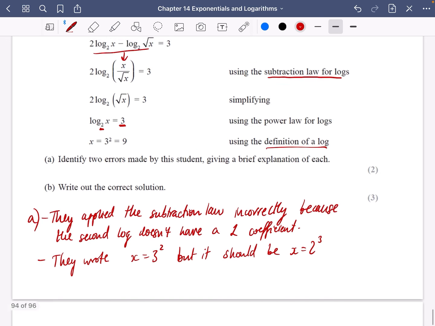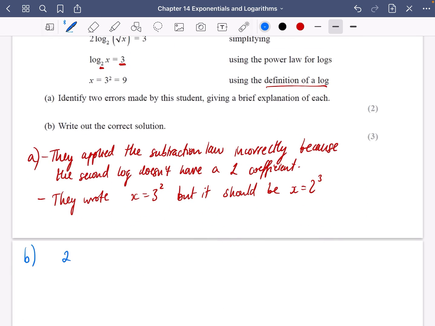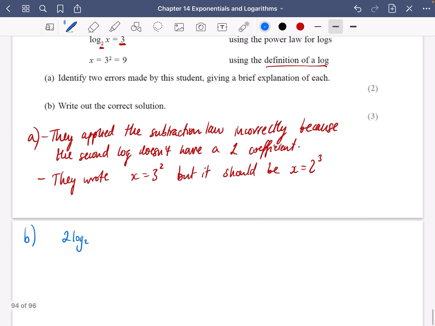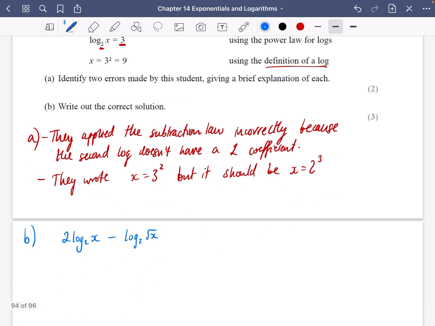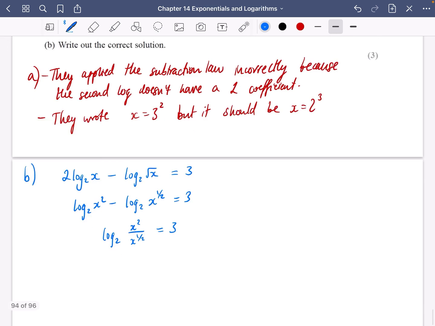Now they want us to write out the correct solution. So my advice is to go back to the original equation and just to kind of work it out from there. So for part B of the question, we've got 2 log 2 x minus log 2 root x equals 3. So let's start off by dealing with this power, and I'm going to put it inside here. So it's going to be log base 2 of x squared minus log base 2 of root x. In fact, I'm going to write root x. I just prefer the index form, which is equal to 3. Now I can combine them using the subtraction law.